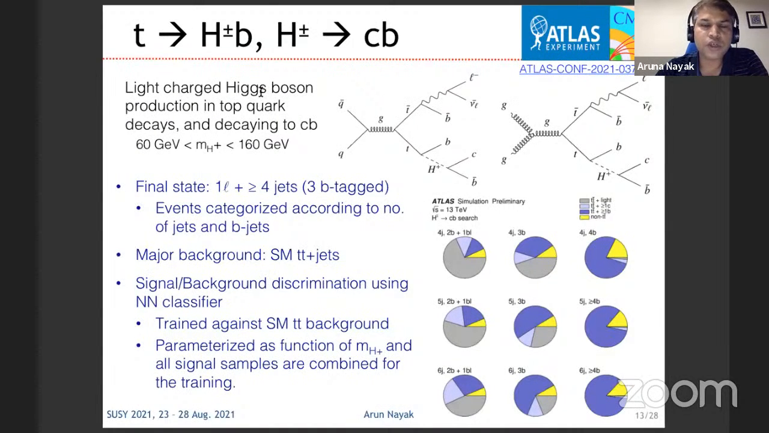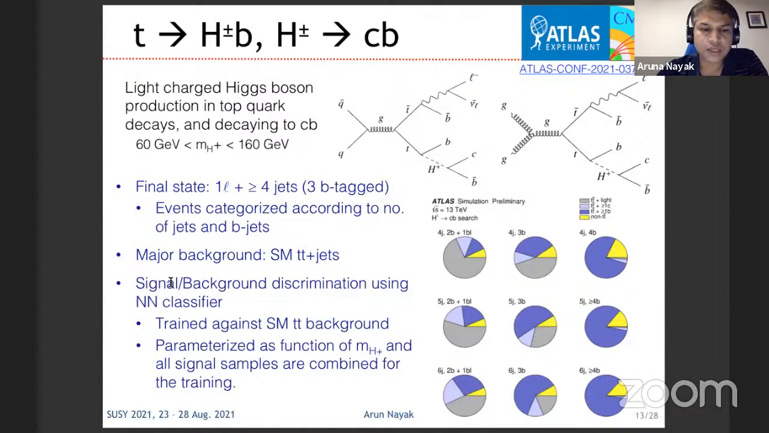This is the search for a light charged Higgs boson, which is coming from the decay of the top quark, and then the charged Higgs decays to c b-bar. The major background is again the t t-bar background, where the W can decay to two jets. So the final state here is one lepton plus four jets, but with three b-jets, two coming from top decay and one coming from the Higgs decay. And again, the major background is t t-bar plus jets.